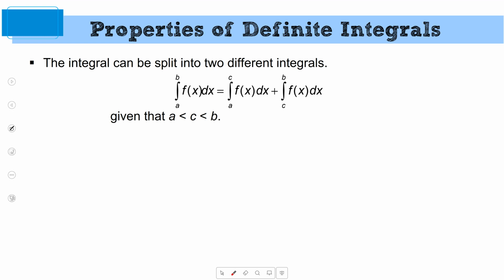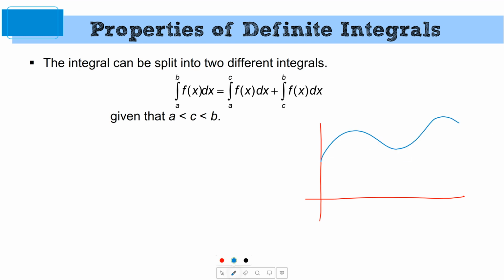We can split an integral into 2 different parts. Now, this one is easier to understand if I draw a picture. What does this say? And again, this is going to burn into your brain eventually. What is the area under the curve from A to B? So it would be this shaded black region.